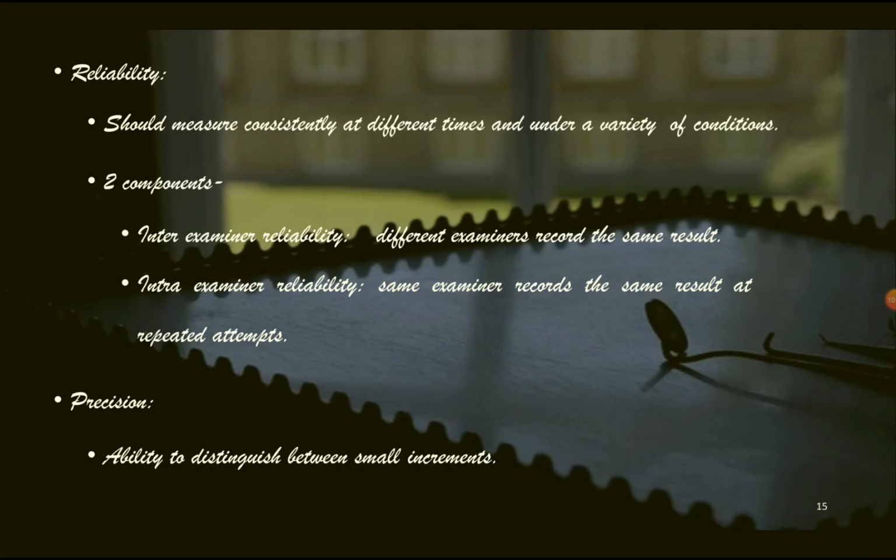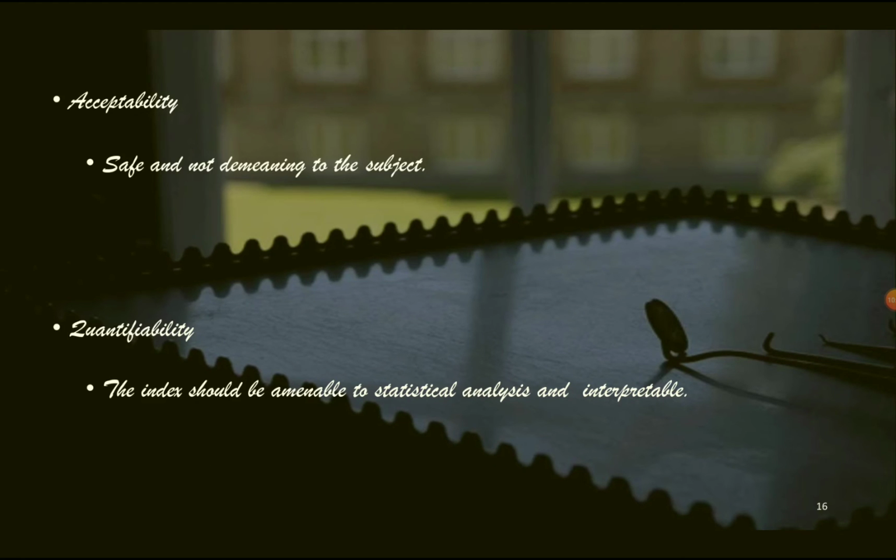So precision is the ability to distinguish between small increments. Acceptability: the use of the index should not be painful or demeaning to the subject. Whenever you're doing an index, the patient should not feel ashamed, and the patient should accept. Then only can you do the index. Quantifiability: the index should be amenable to statistical analysis so that the status of a group can be expressed by a number that corresponds to a relative position on a scale from 0 to the upper limit. So it should be amenable to the statistician after collection of the index.